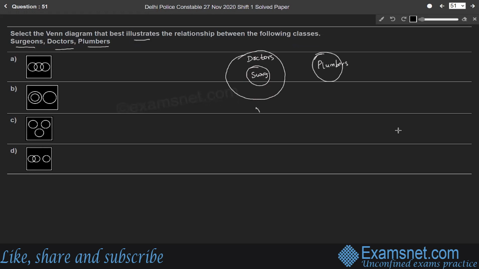Okay, here this part indicates all surgeons are doctors. So here all surgeons are doctors. A plumber is a trade person who specializes in installing and maintaining systems used for potable water, sewage, and drainage in plumbing systems. There is no relation of plumber to doctors or surgeons. Therefore, option B is the right answer.